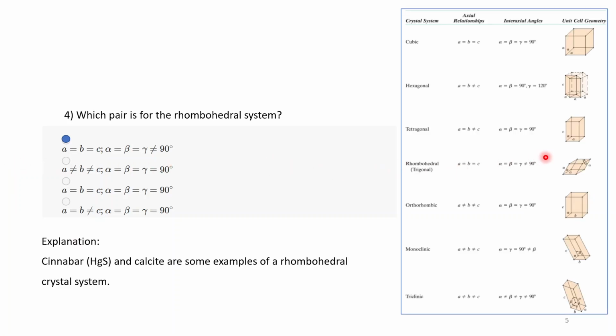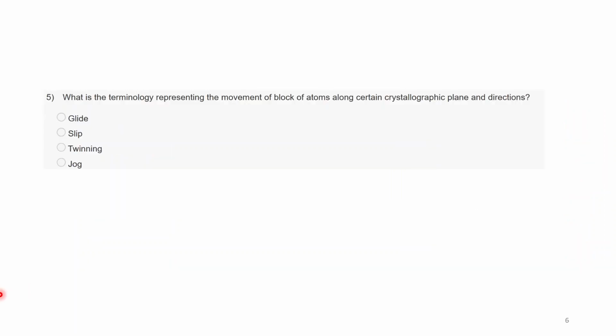The rhombohedral system looks like this one. In this case, your a, b, c are all equal, two angles are equal, and gamma is not equal to 90. Cinnabar, which is HgS, and calcite are some examples of the rhombohedral crystal system.